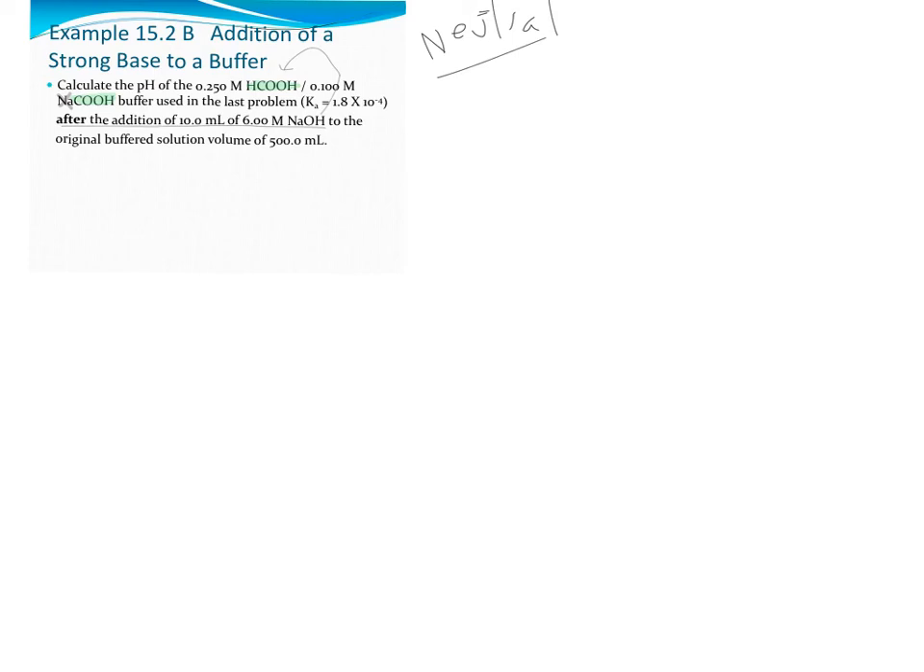Our neutralization reaction is going to be that sodium hydroxide that was added. Sodium's a spectator, and it's going to react with our HCOOH, our formic acid, acid-base reaction. This is going to make water, and the conjugate, HCOO minus. It's conjugate base. Now this is not an equilibrium. Acid-base reactions are limiting reactant problems. They go to completion.